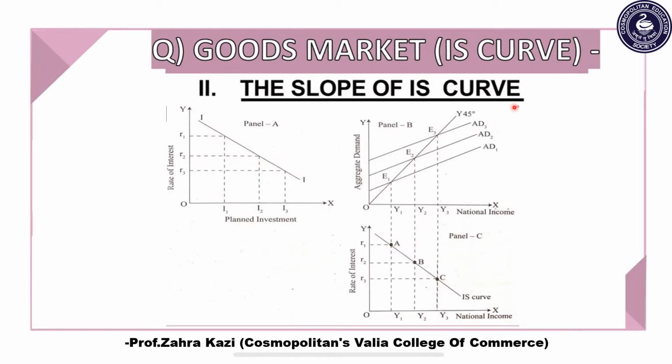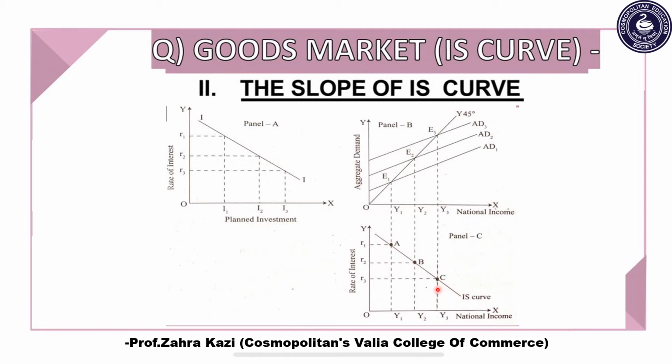The second part under goods market is the slope of the IS curve. We have already done the first part, that is the derivation of the IS curve. The second part is the slope of the IS curve. For this, you have to look at panel C. As you can see here, the IS curve is sloping downwards. When the curve slopes downwards, it means it is negatively sloped. So here the IS curve is downward sloping, that is, it is negatively sloped.